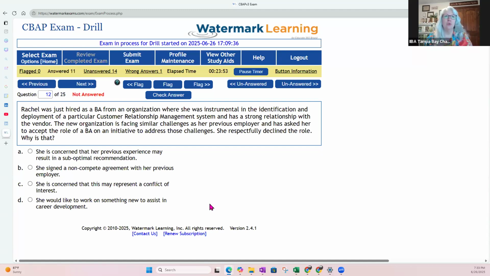They are asking her to do an evaluation and recommendation. She is saying no. Let's find out why. She's concerned that her previous experience may result in a suboptimal recommendation. She signed a non-compete agreement with her previous employer. She is concerned that this may represent a conflict of interest, or she would like to work on something new to assist in career development.